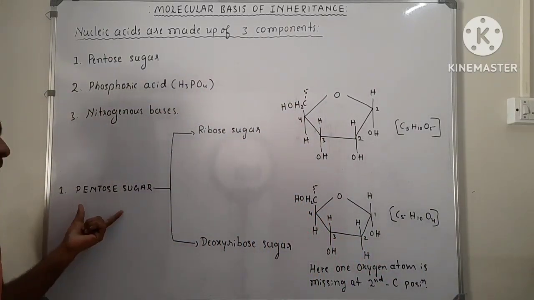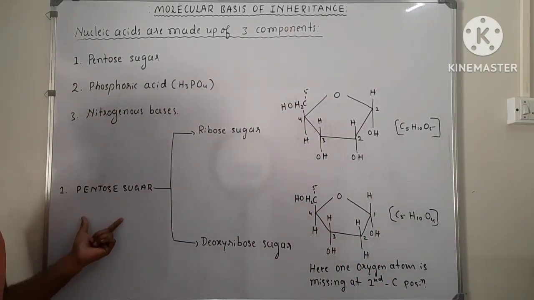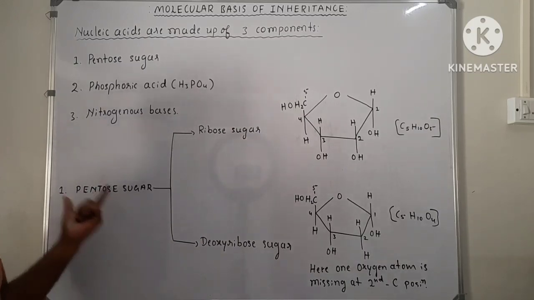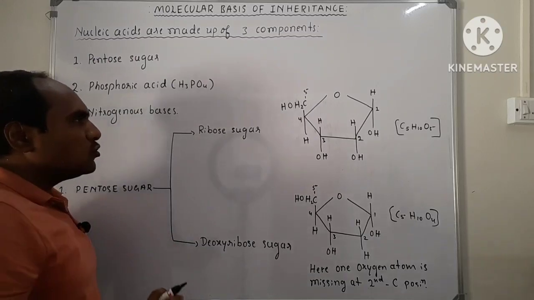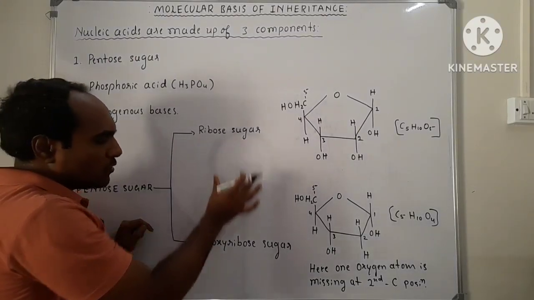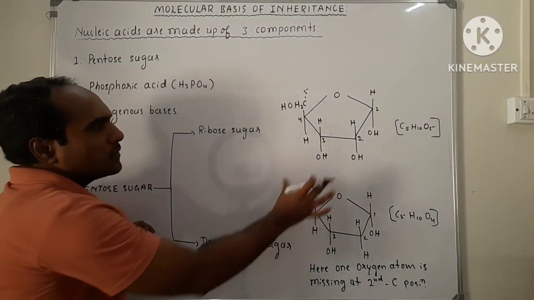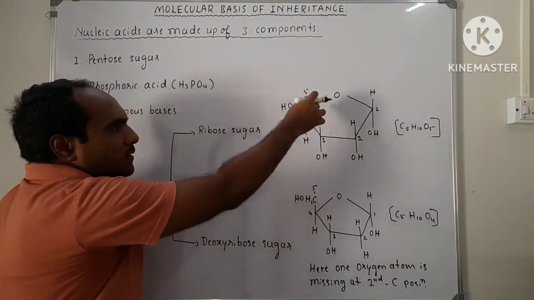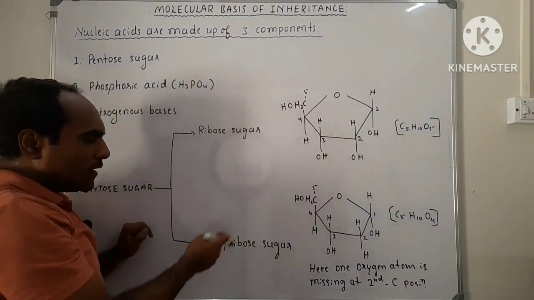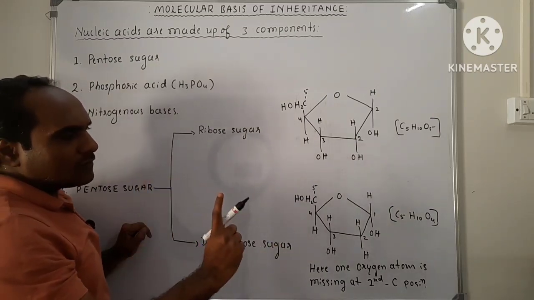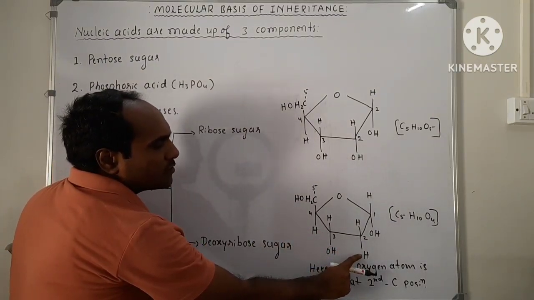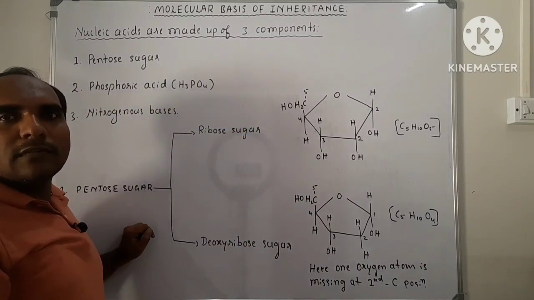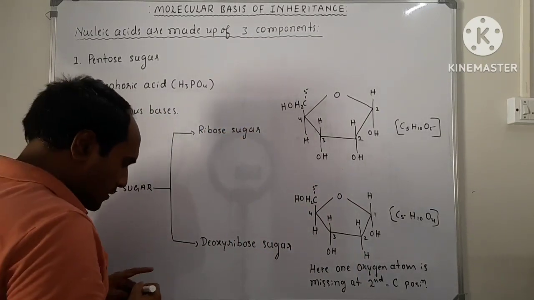In this way, pentose sugar is nothing but a 5 carbon atom containing compound. It is the 5 carbon atom containing sugar. There are two types of pentose sugar in nucleic acids, ribose sugar and deoxyribose sugar. This is the structural formula, this is the molecular formula. And what is the difference between ribose sugar and deoxyribose sugar? The only difference is one oxygen atom is missing at the second carbon position. That's all. Getting my point? Note down clearly.